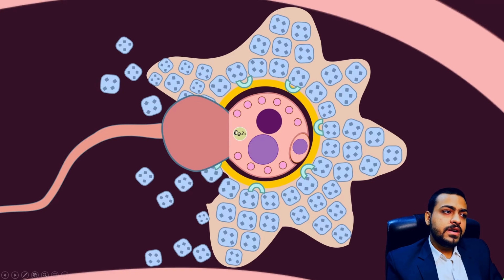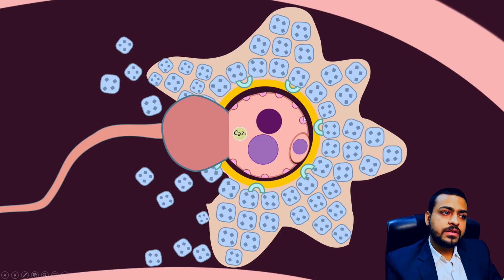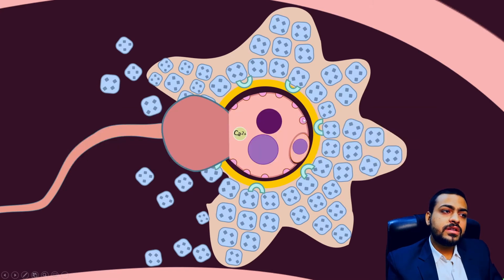Now what this calcium will do is that there are special sacs or granules present in the cortical region, in the periphery of the oocyte. Due to this calcium, these cortical granules are dumped outside into this space. What is the name of this space? This is the perivitelline space, which is between the oocyte's cell membrane and the zona pellucida.